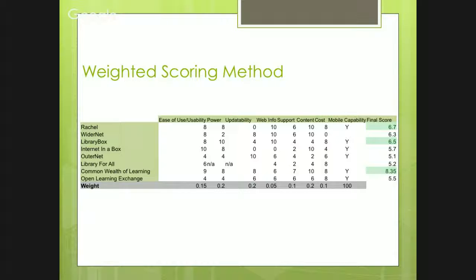And a lot of these, Library for All, Commonwealth, and Open Learning Exchange, had similar solutions, but just not enough info on their website. I'm surprised that we even gave them these scores for web info support, because we read about it, and it said they had a solution, that they wanted to do something, that there was a Kickstarter and money being built, but we never found anything about an actual product that they had come out with. So that's why we went with the ones we did.